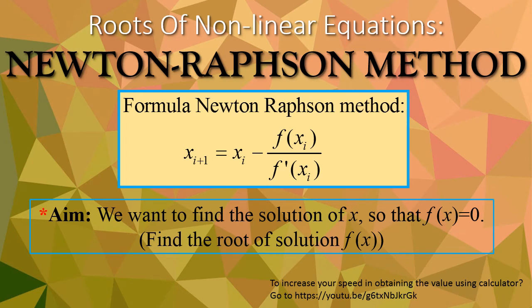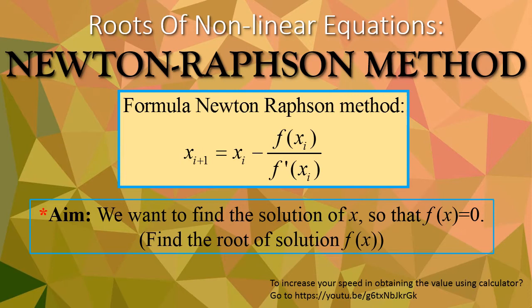Hi, Assalamualaikum. Now we reach the second subtopic of roots of nonlinear equation, which is the Newton-Raphson method. For the Newton-Raphson method, it has a specific formula. You can see here it is x i plus 1 equals x i minus f x i over f prime x i.